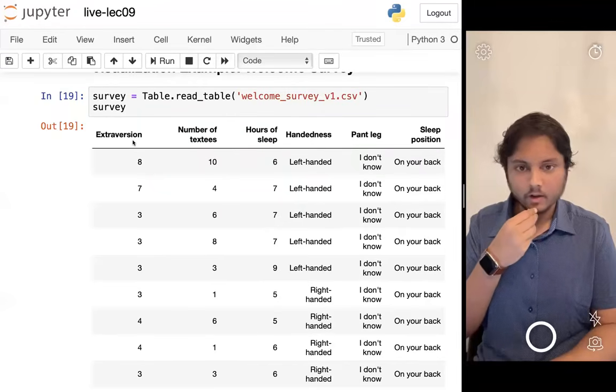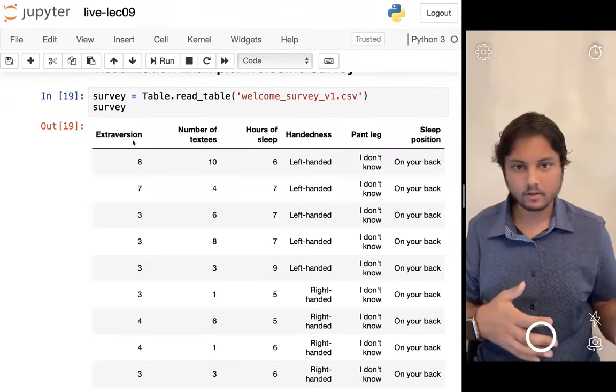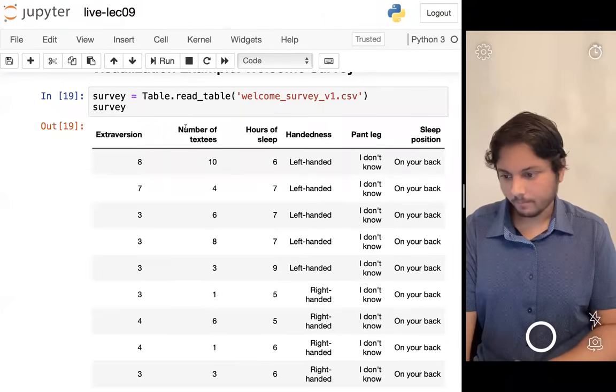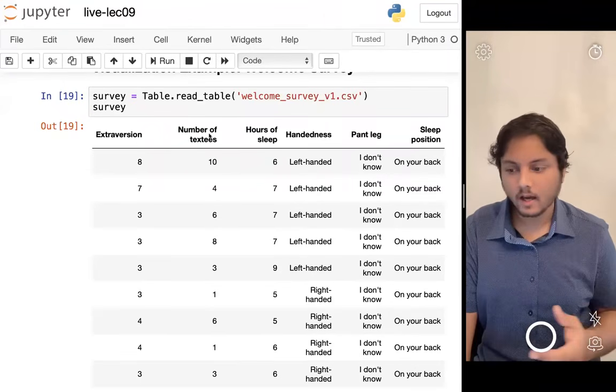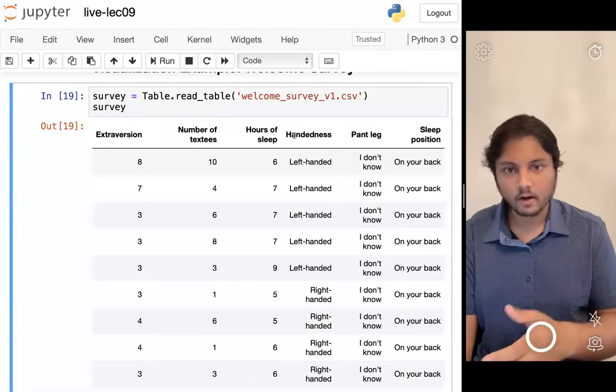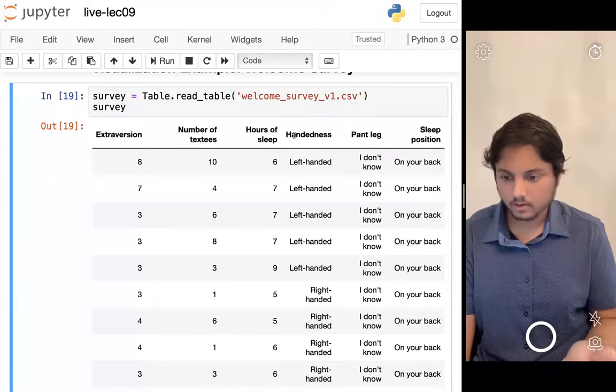We have a column here on extroversion. So this is how extroverted are you on a scale from, I think, 0 to 10. Number of textees is how many people you text on average. Hours of sleep, how many hours of sleep do you get on average? Handedness, are you left-handed or right-handed? Are you both, like ambidextrous?